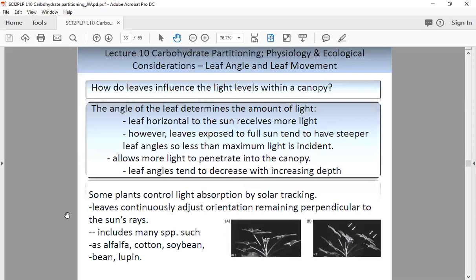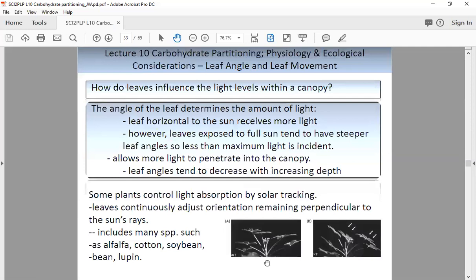Some leaves control light absorption by solar tracking. That is, their leaves continuously adjust orientation of the lamina so that it remains perpendicular to the sun's rays. And this includes many species, for example, alfalfa, cotton, soybean, bean, and lupin. And we've got some images illustrating solar tracking in lupin.